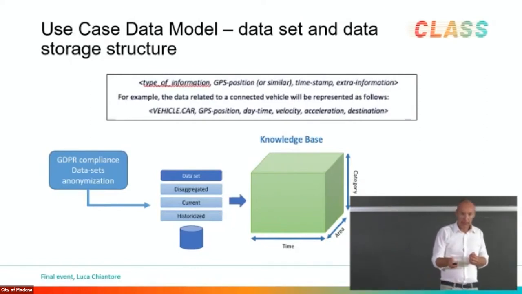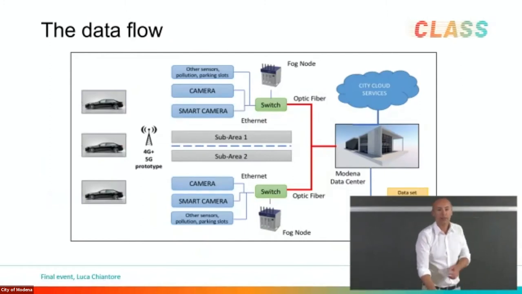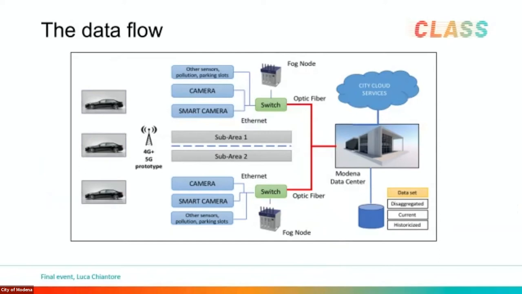In the last slide, you can see the data flow. So in our area, we have a city infrastructure with an edge level and a cloud level, but we also have cars. Also, cars are sensors. So in the CLASS project, cars can talk with the city. So now I give the floor to Mara for her presentation.